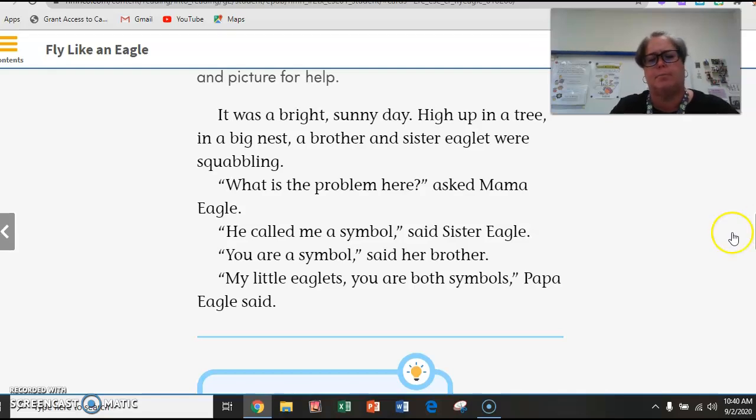"He called me a symbol," said Sister Eagle. "You are a symbol," said her brother. "My little eaglets, you are both symbols," Papa Eagle said.